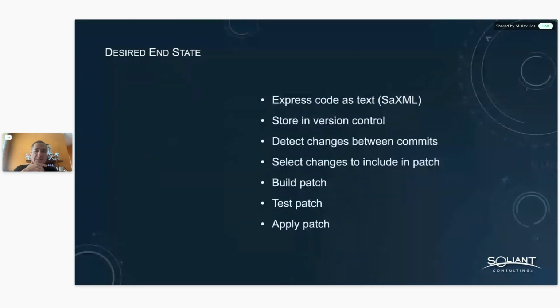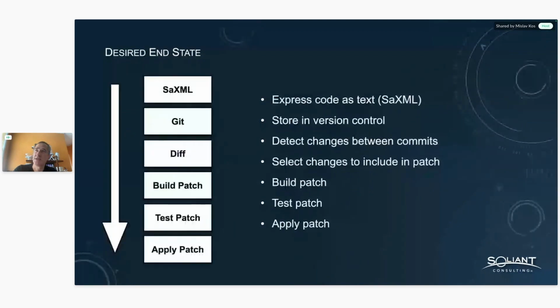So this bullet point list can also be represented as a little diagram like this, where we're generating the XML files, we're storing them in Git. Then we have to compare them. That's the diffing part. We build a patch, test the patch, apply the patch.